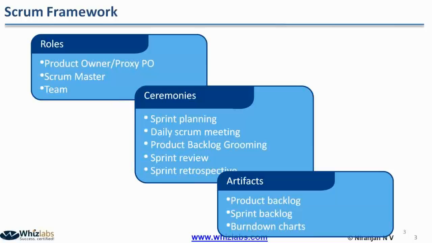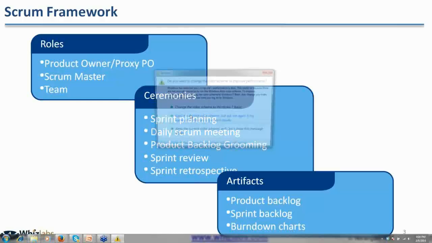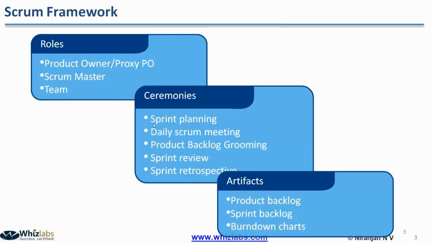So let's start the session. The Scrum framework, in general, consists of roles, ceremonies, and artifacts. Ceremonies means meetings. Today's session we will be discussing the different types of meetings and how they are held in Scrum. We'll start with sprint planning, how we do sprint planning, and we'll touch a little on the daily Scrum meeting, backlog grooming meeting, the sprint review, and the sprint retrospective.